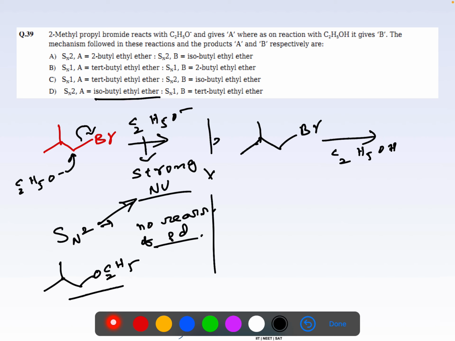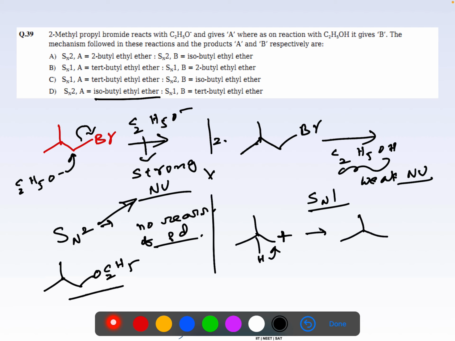Here in the second case, it is a weak nucleophile, so it will prefer the SN1 mechanism. So in this reaction, SN1 reactions, the first step will be formation of the carbocation, and carbocations are very susceptible to rearrangement. So this will rearrange to the most stable tertiary butyl carbocation, and this will get attacked by ethanol finally to give tertiary butyl ethyl ether. So the second reaction is an SN1 reaction with tertiary butyl ethyl ether as the product. Option D is the correct option.